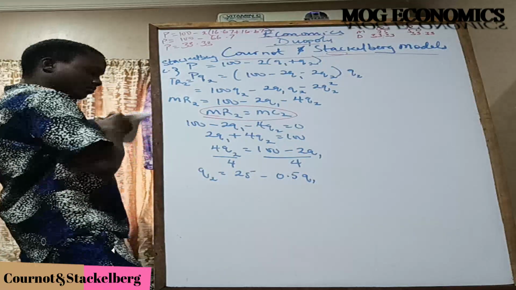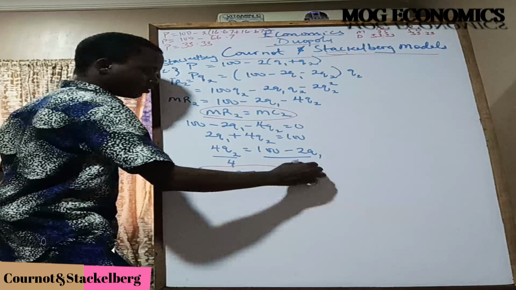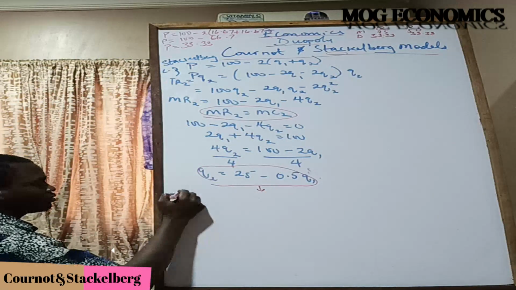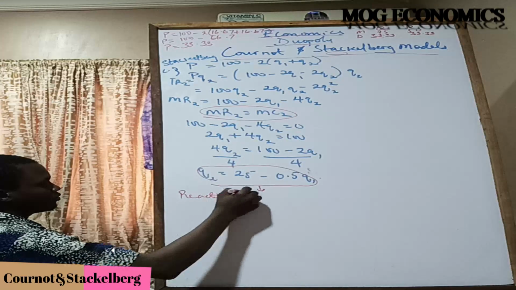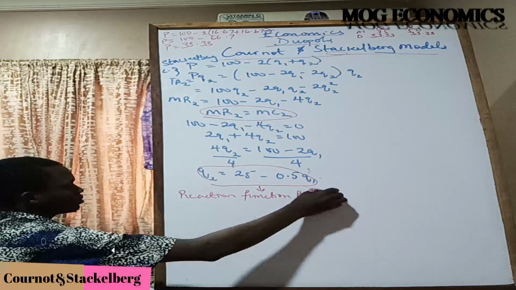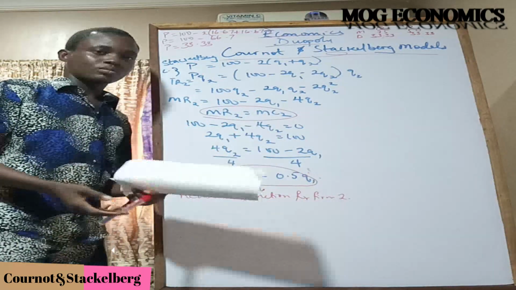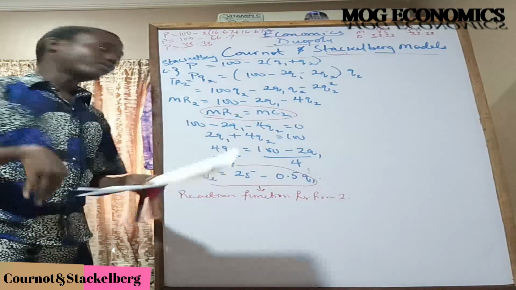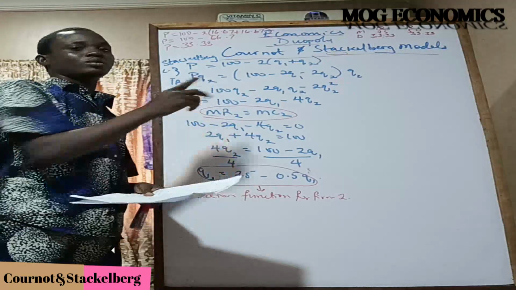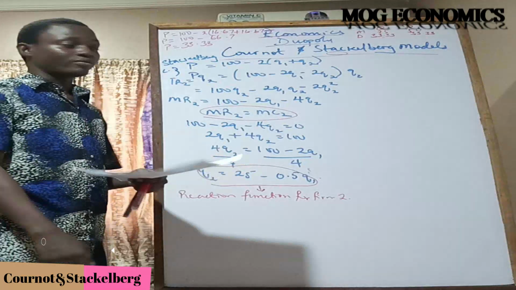You see this thing that is here? This is what we call the reaction function. So this is known as the reaction function for firm 2. From the word reaction, you can understand it. You can also get the reaction function for firm 1. All you have to do is differentiate this with respect to q1, and then the function I get is going to be the reaction function for output 1.